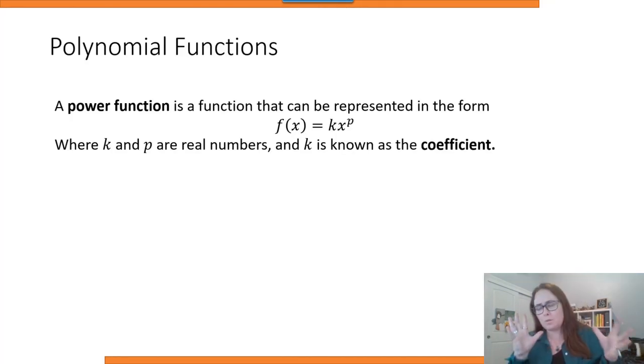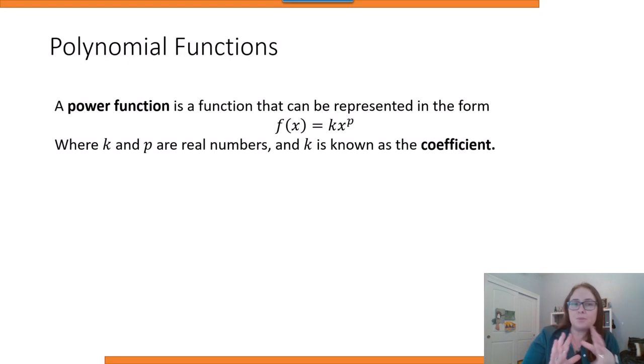So first we want to talk about what polynomial functions are, because not everything is a polynomial function. And we start with a power function. It's like a simple version of a polynomial that has fewer rules attached to its definition. So a power function is just one term. It's got x to some power. It's got a coefficient multiplying out front. So it looks something like this, kx to the p.